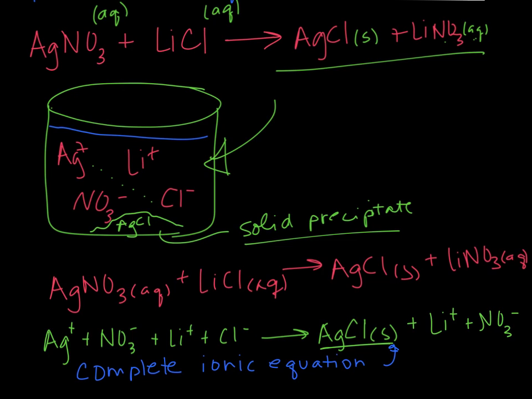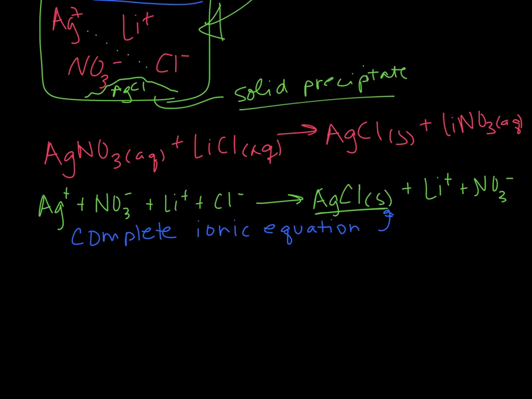Okay, so it shows all the ions in the solution, and it shows the precipitate. All right. So now I want to talk about the ions that are not doing anything. In this particular reaction, we have nitrate on this side, and we have lithium on this side. And we also have lithium over here, and we have nitrate over here. And those guys are not changing at all. They're the same thing on the reactant side as they are on the product side.